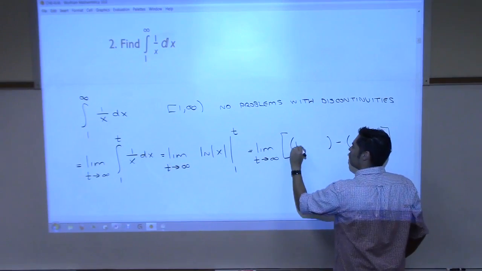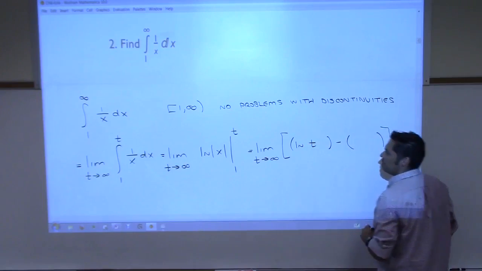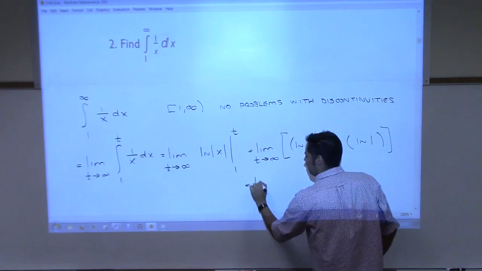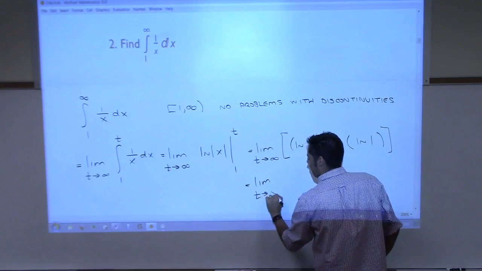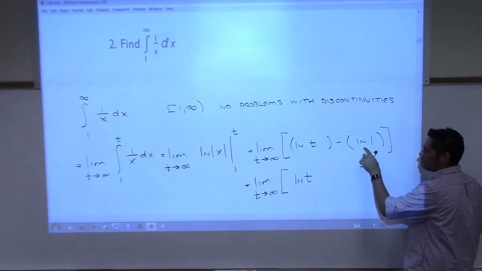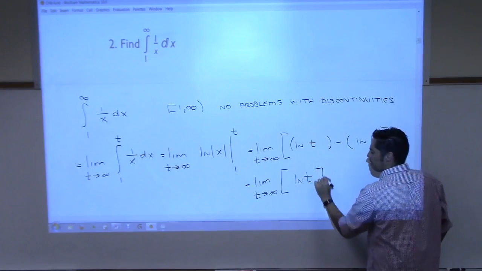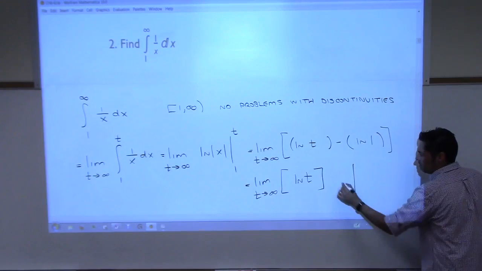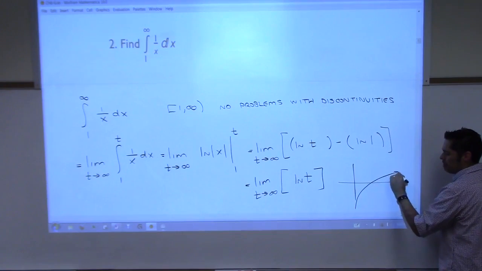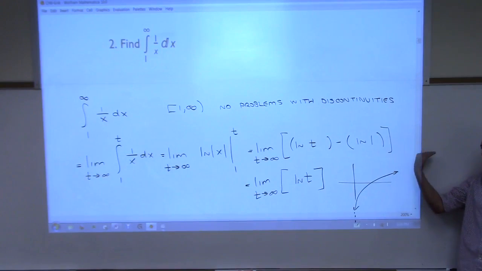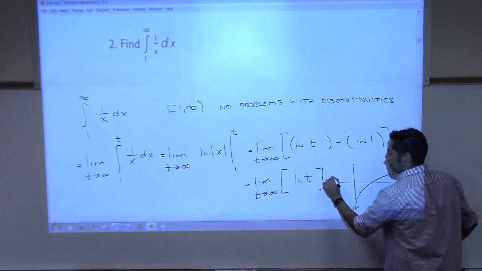And then we have natural log of t. And then over here, natural log of 1. I'll go one more step. This will be natural log t. And then what is natural log of 1? 0, so that's it. So I'm just trying to figure out what happens to natural log of t as t goes to infinity. And this is what the natural log function looks like, right? Has that vertical asymptote right there. So as I go out this way, the function grows forever. So this thing should go to infinity.